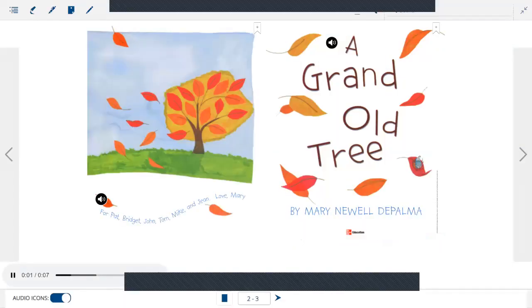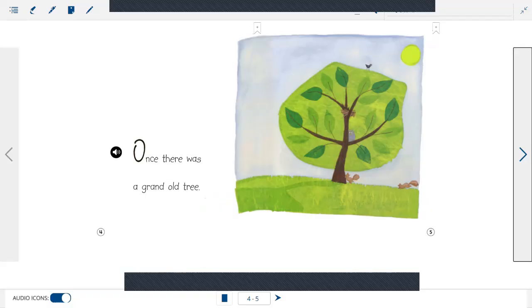For Pat, Bridget, John, Tom, Mike, and Jean, love Mary. A Grand Old Tree by Mary Newell de Palma. Once there was a grand old tree.